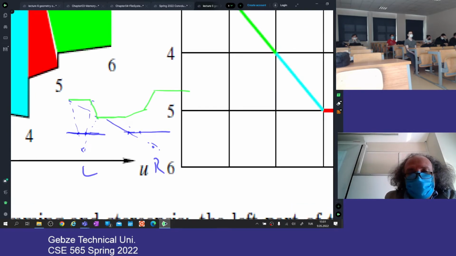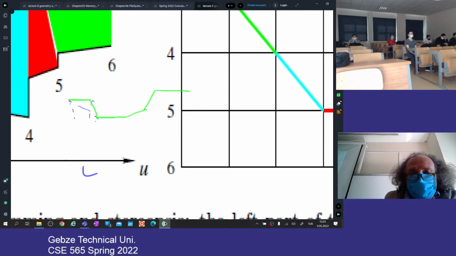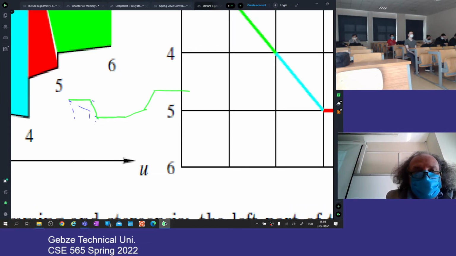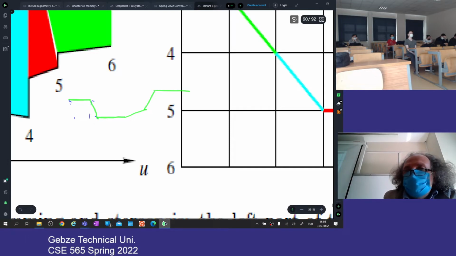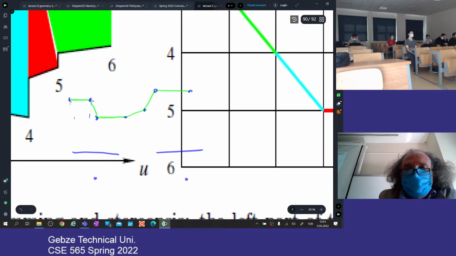Okay, so this is my left and right cameras. Let me try to do it a little bit better. Okay, delete those two. Okay, so this is my left camera, sorry. This is my right camera, and these are my points: 1, 2, 3, 4, 5, 6.